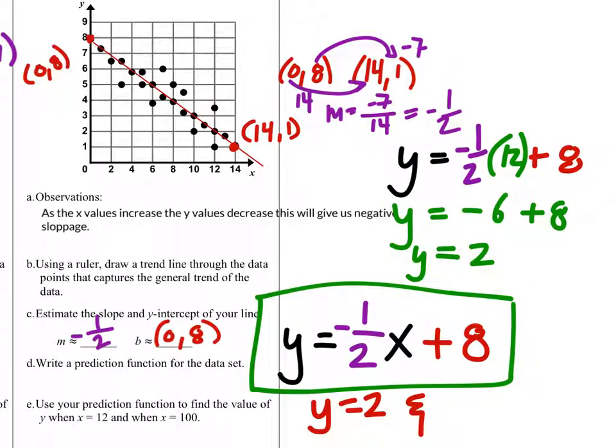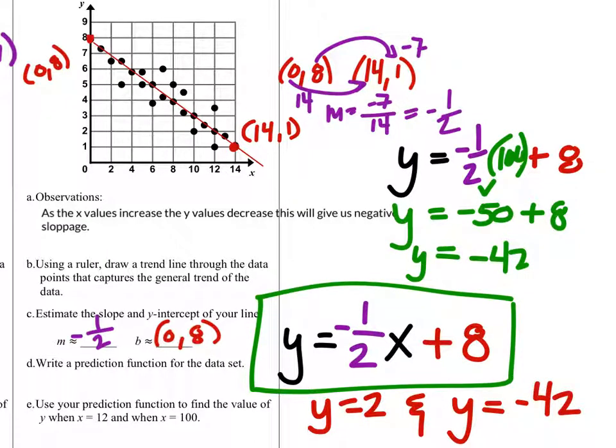Instead of 12, we're going to have 100 there, right? So when X is 100, what is the Y? So negative 1/2 times 100 is negative 50, plus 8 is negative 42. So Y is 2, and then Y is also equal to negative 42. If you wanted to write those as ordered pairs, that would be fine as well.